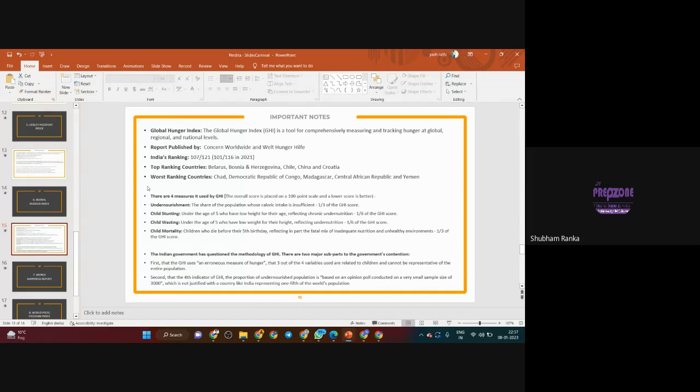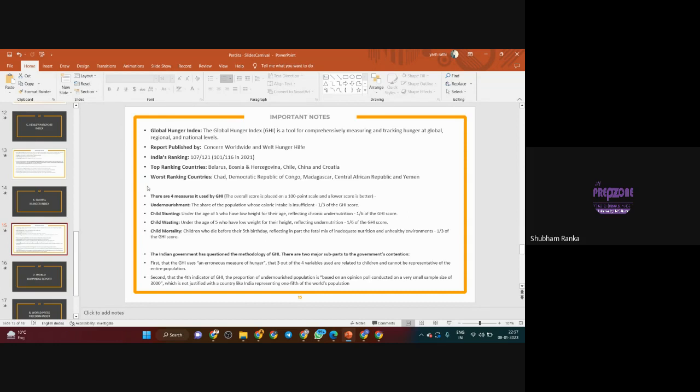And the worst ranking countries are very easily identified, they are the African countries. So Chad, Democratic Republic of Congo, Madagascar, Central African Republic, Yemen, countries like these are the worst ranking countries. Their reasons are very prevalent: African countries are very poverty stricken, don't have a lot of food, and a lot of calamities take place. Those are the issues that we see, right?